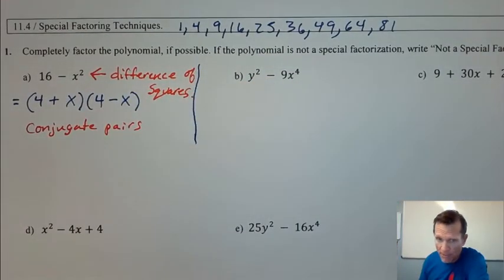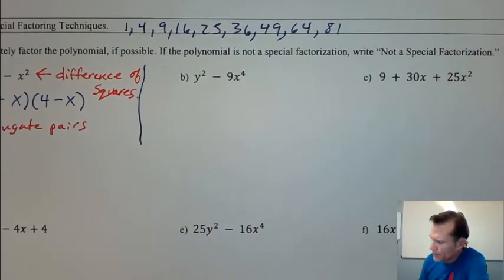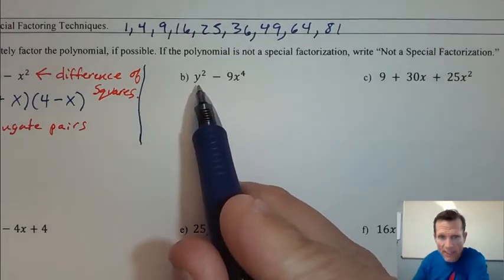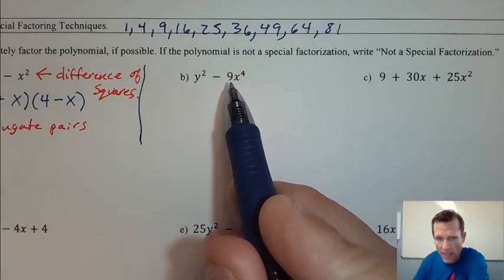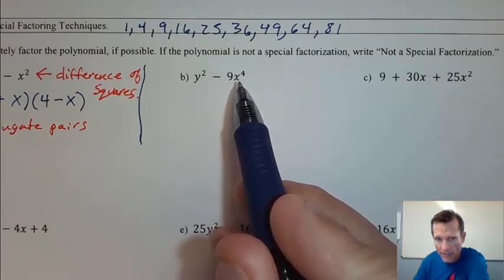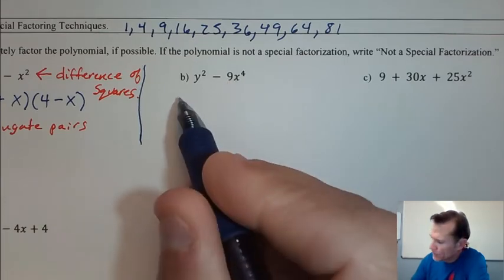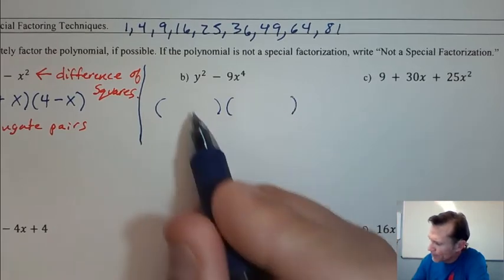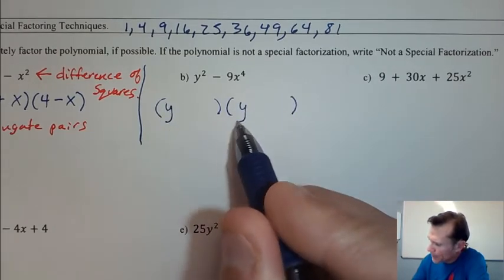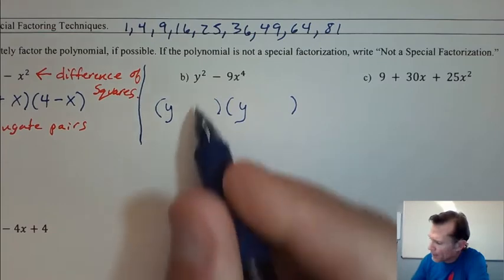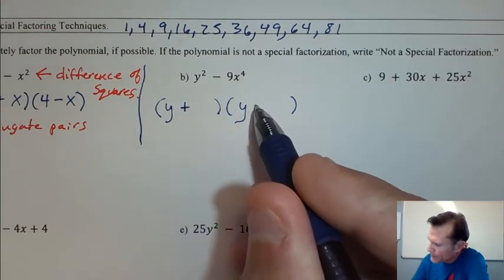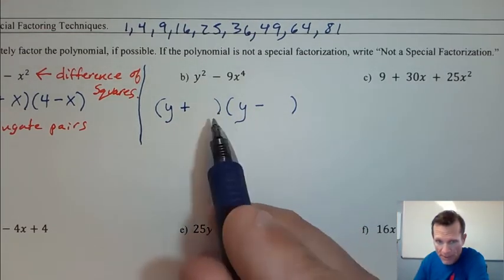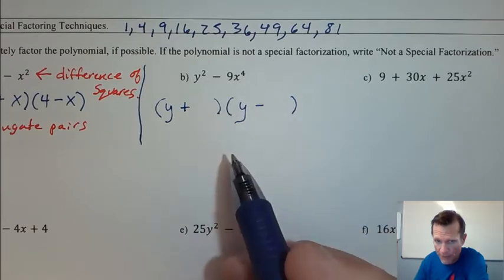All right, so let's look at another one of these. And it might be conjugate pairs or it might be something different, but I see that y squared, that's y times y, and I know 9 is a perfect square. It's 3 times 3. And this can break apart into x squared times x squared. So I'm going to write down my 2 binomials. I'm going to put y times y to get that y squared. I know it has to be a plus and a minus. It could be minus plus, it doesn't matter. You just have to have an alternating sign.